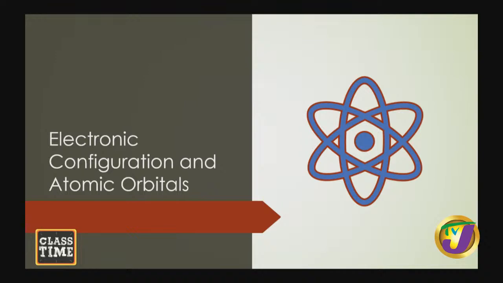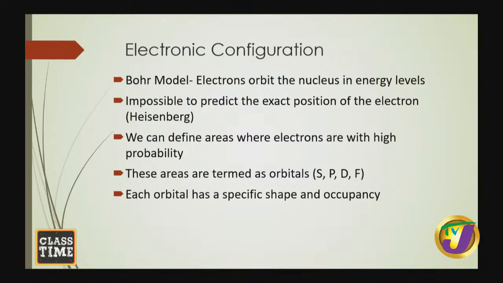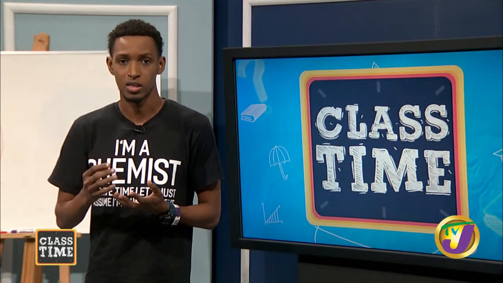So, let's start with the electronic configuration and atomic orbitals. Now, last week we spoke about the Bohr model, and the Bohr model describes a system where you have a nucleus and electrons are orbiting that nucleus. But according to the Heisenberg uncertainty principle, it is impossible to know the exact position of that electron orbiting the nucleus. But it is possible to predict with a high probability the area where it is very likely to find an electron, and that area is what we call an orbital.